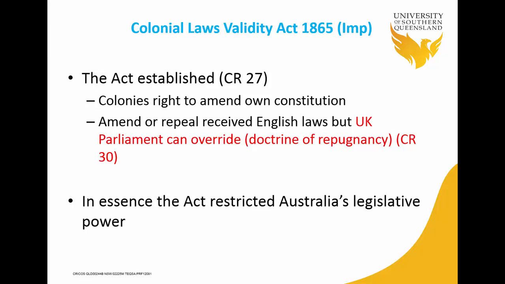So if there's a repugnancy between the laws passed by a certain legislature in Australia and the English laws that applied to this colony, and if there's inconsistency, then of course the United Kingdom Parliament can override the laws that were passed by the Australian or colonial Parliament. Okay. So in essence, back in 1865, this was a restriction on Australia's legislative powers.